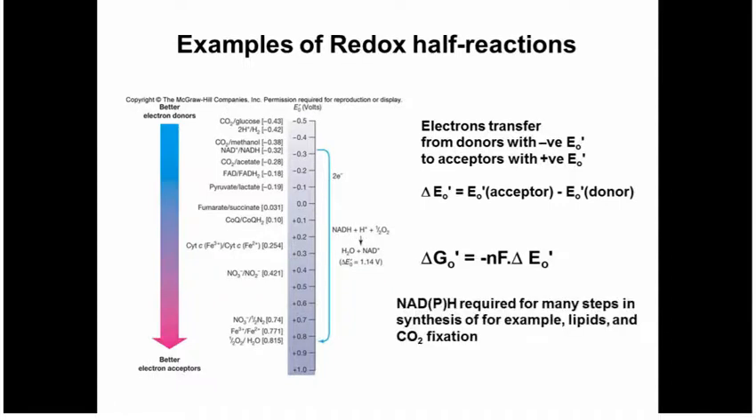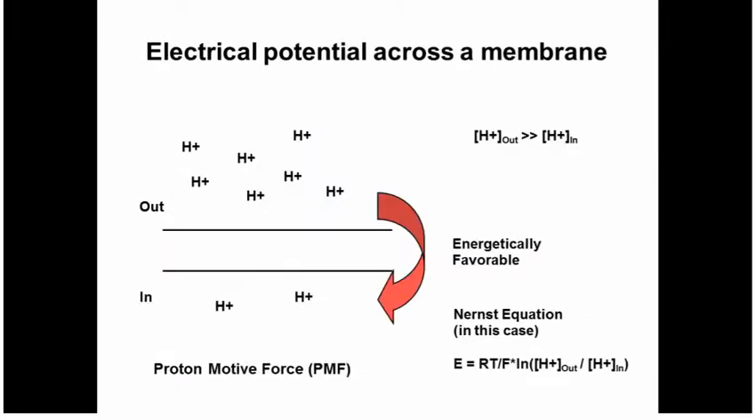So why is this useful? A lot of important biological molecules are reduced carbon compounds, like lipids, for example. They need to be reduced. All autotrophs need to reduce carbon dioxide to fix carbon dioxide. So NADH, a good electron donor, is essential for a lot of bacterial and all cellular metabolism. So we need this to run or push redox reactions.